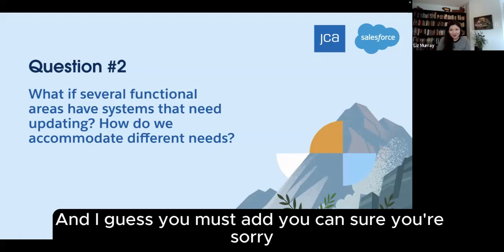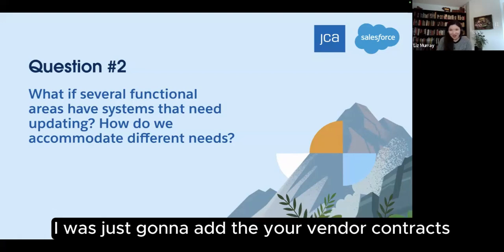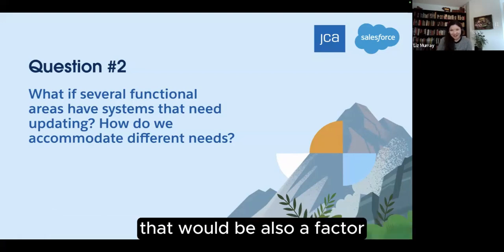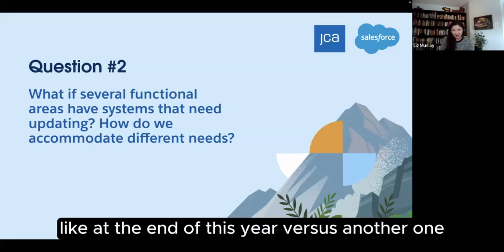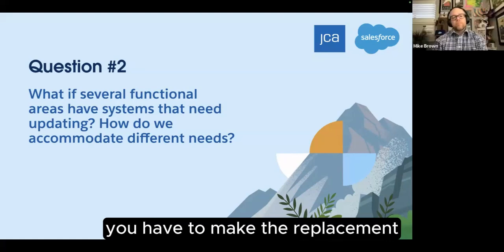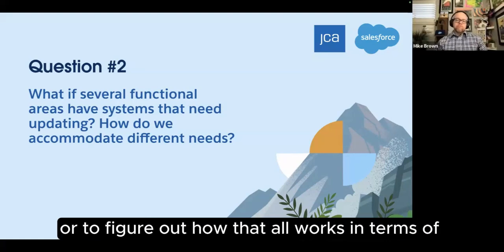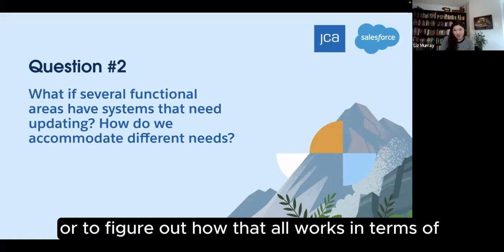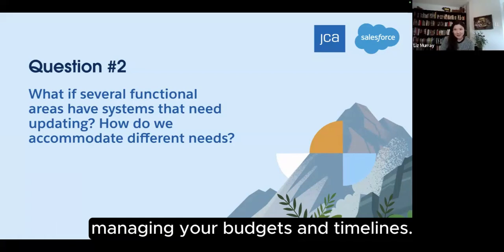And I guess the last thing, anything to add? I was just going to add making sure your vendor contracts. That would be also a factor. Like if one of them runs out at the end of this year versus another one, you have a couple of years, that changes the amount of runway you have to make the replacement or to figure out how that all works in terms of managing your budgets and timelines.